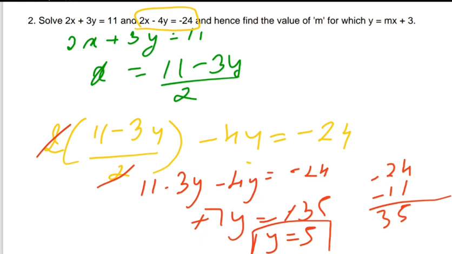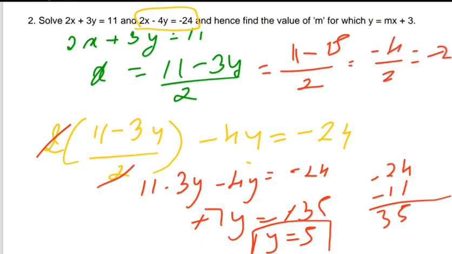If you take the x value, that is 11 minus 3 into 5, 15, by 2. So 11 minus 15 is minus 4. So minus 4 by 2 is equal to minus 2. Now they are asking us to find y is equal to mx plus 3. So I am erasing it.